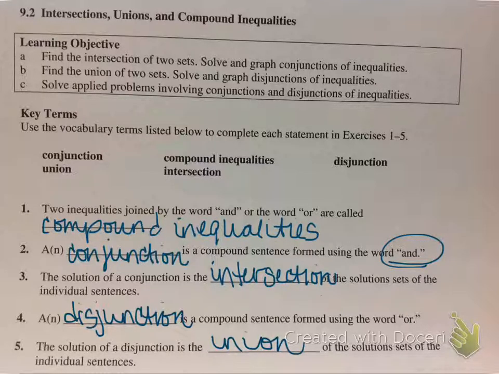The solution of a conjunction is the intersection of the solution sets of the individual sentences. A disjunction is a compound sentence formed using the word or, and again I will usually refer to those as ors. The solution of a disjunction is the union of the solution sets of the individual sentences.